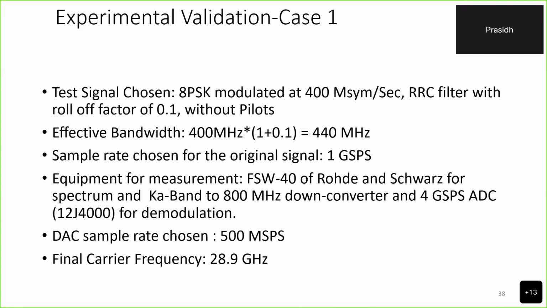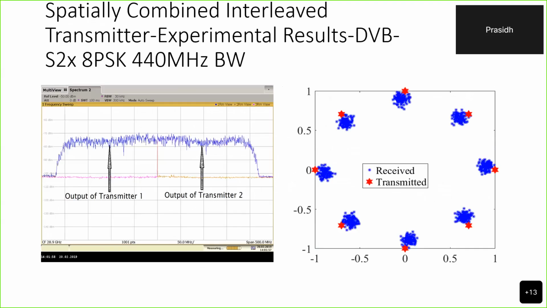Initially, a 400 megasamples per second 8PSK modulated signal was generated and transmitted with a single wideband carrier, sampled at 1 gigasample per second. Then the same signal was generated using two parallel transmitters of half the bandwidth and half the power, and the carrier frequency was maintained at 28.9 gigahertz. One can see the spectrum and the demodulated output constellation here. Since my equipment, the vector signal analyzer, was not capable of demodulating a 400 megahertz wide signal, I had to collect the down-converted IQ samples from the internal quadrature down converter, save them onto a file, and then perform the demodulation in MATLAB.